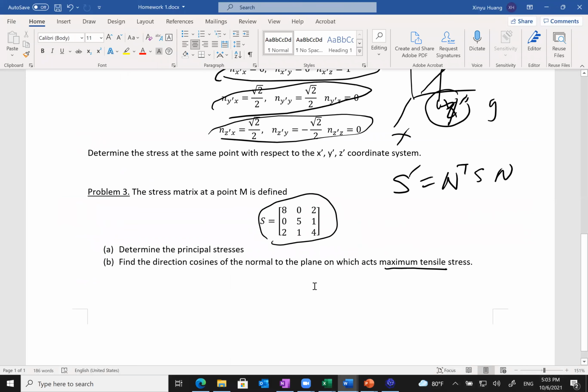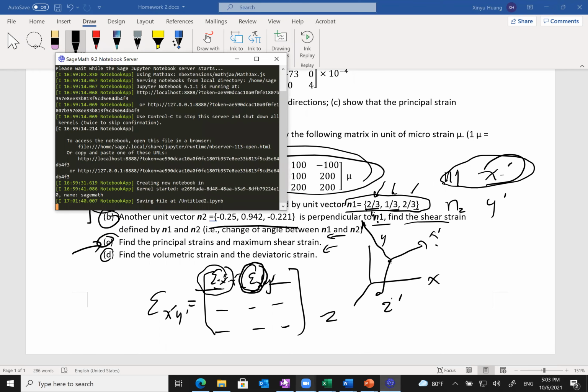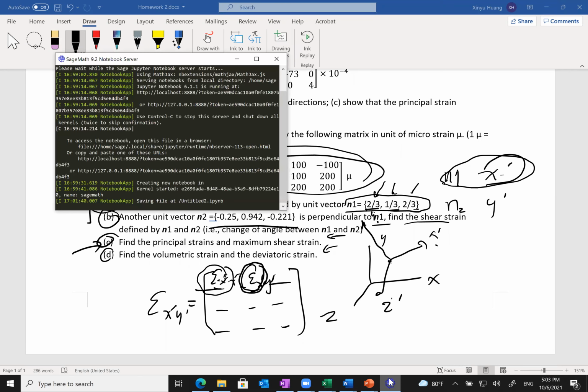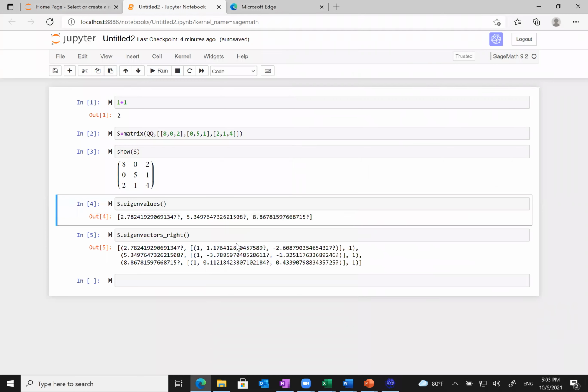So for part B, our answer to the question of what the maximum tensile stress is at a point: the highest tensile stress is 8.868, this number. And this is the normal perpendicular to that plane, right? This last row is our answer for the second part of the question.